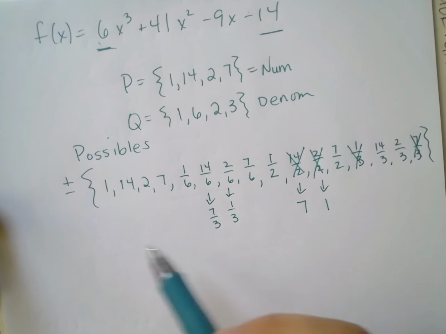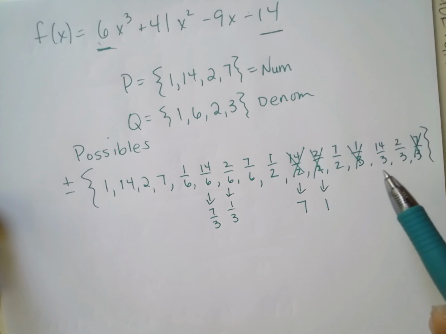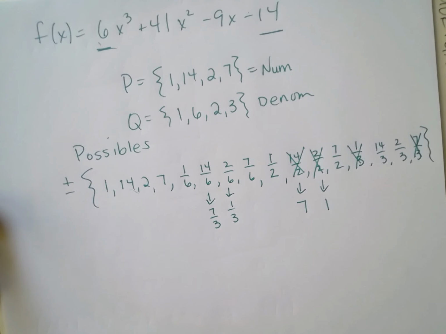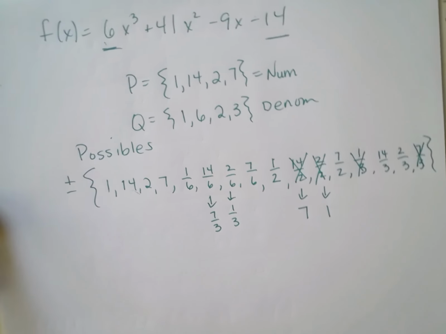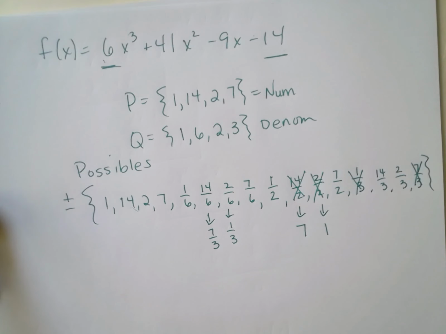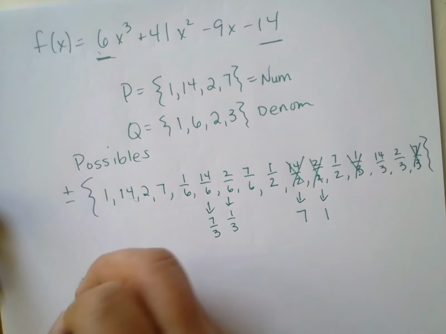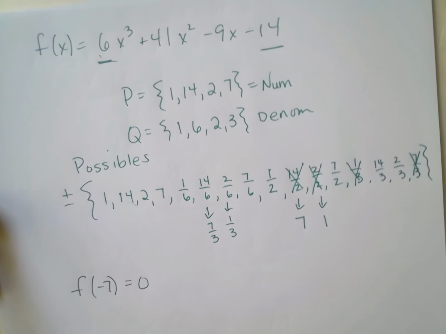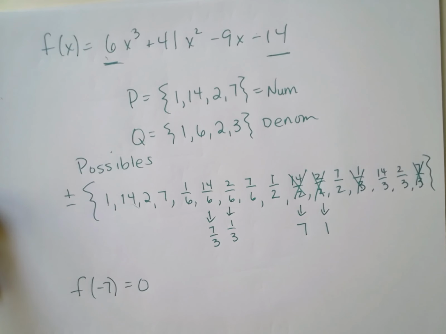So this is a good exercise just to figure out what my possibles are. Now I hope that I'm not going to have to check every single one of these. I'm hoping that maybe one of these will work, but it's good practice. You can put this into your calculator and just double check, but my calculations tell me that f of negative 7 gives me 0. Okay?